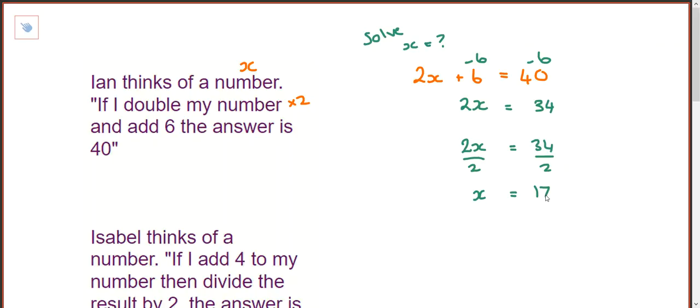What I've done is I've written this sentence as an algebraic equation, and then I've solved it to find x. Now, who's done that before but moved the 6 across to the other side? I didn't do mine like that. There are other ways.